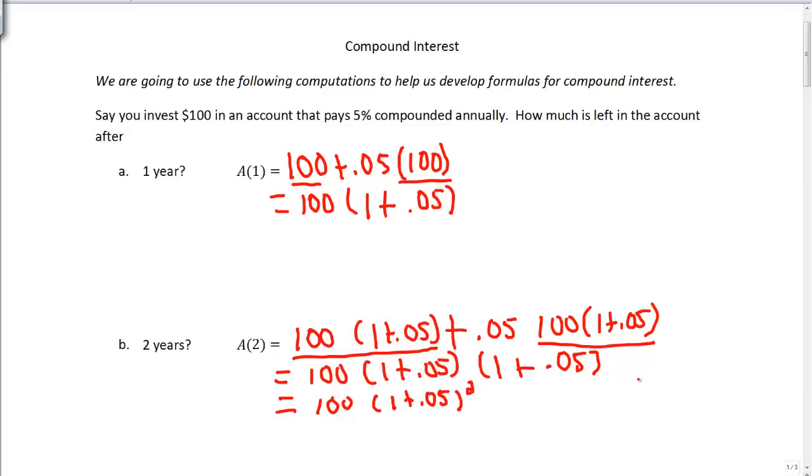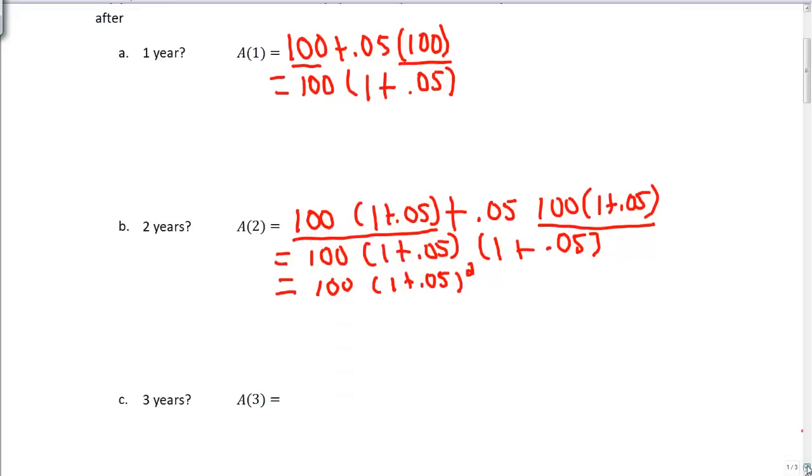Right? So it seems to be a little bit of a pattern here, right? When it was only 1 year, we multiplied the 100 times 1 plus 0.05. When it was 2 years, we multiplied the $100, our initial investment, times 1 plus 0.05 squared. Okay, so from this pattern, what might one conjecture about the amount of money in the account after 3 years? Well, the pattern seemed to be, we take the 100 times 1 plus 0.05 raised to the number of years, right? So for 3 years, we'd have 3 as our exponent.